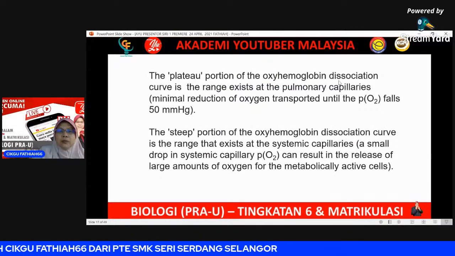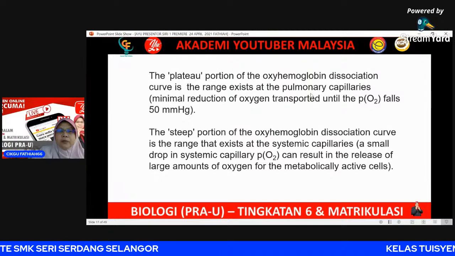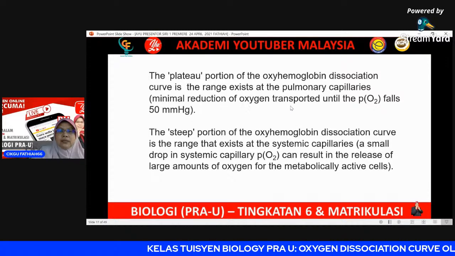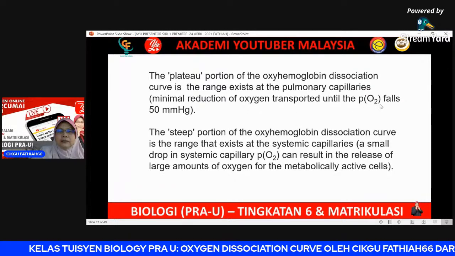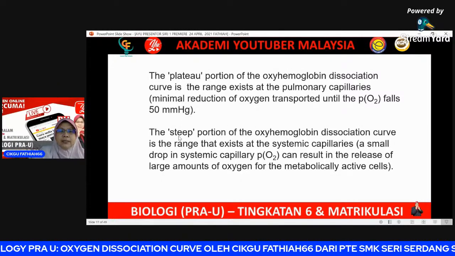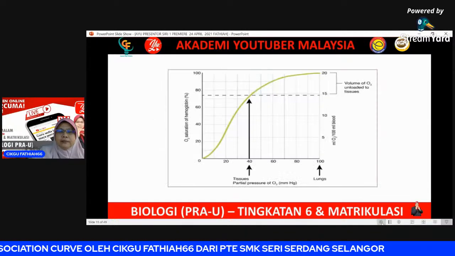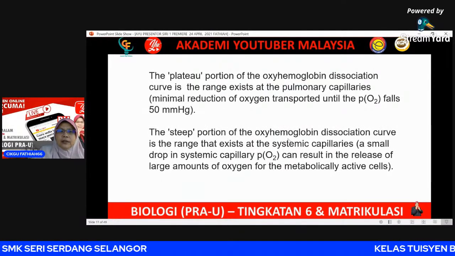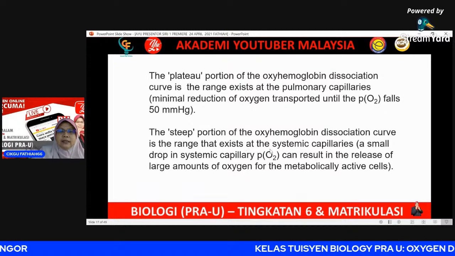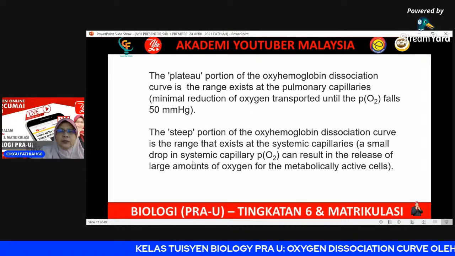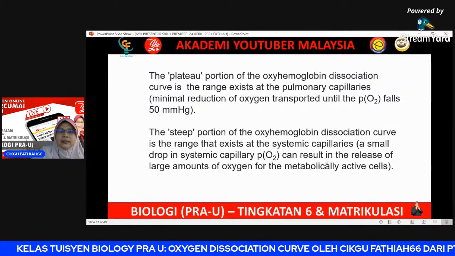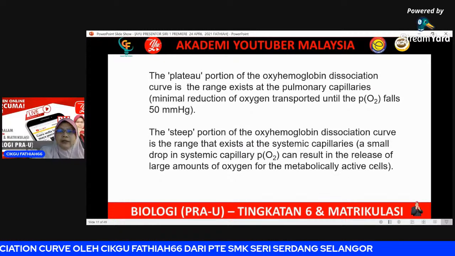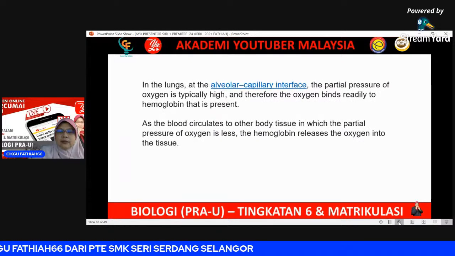Okay, the plateau portion of the oxyhemoglobin dissociation curve is the range that exists at the pulmonary capillary. So there is minimum reduction of oxygen transported until the partial pressure falls to 50 millimeter mercury. The steep portion of the oxyhemoglobin dissociation curve is the range that exists at the systemic capillary. A small drop of systemic capillary partial pressure of oxygen can result in the release of large amounts of oxygen for the metabolically active cell.